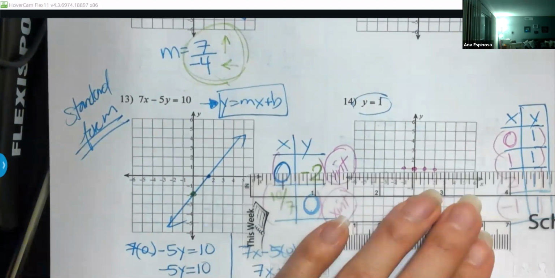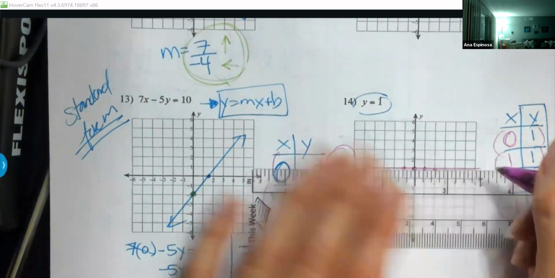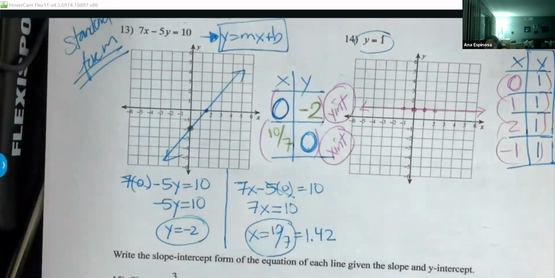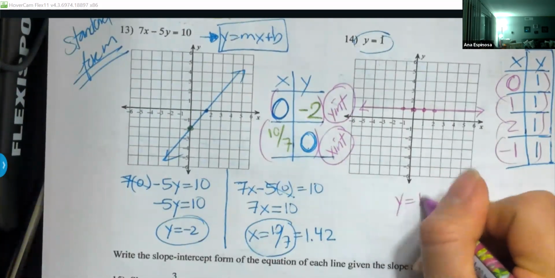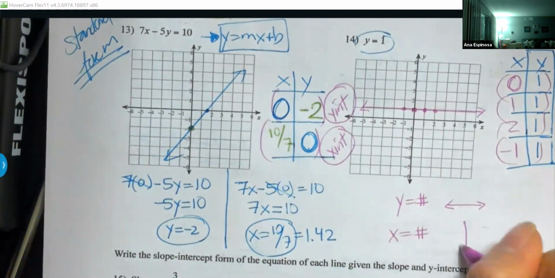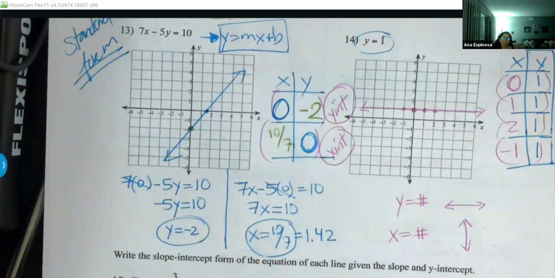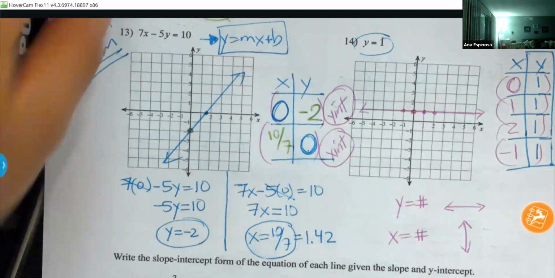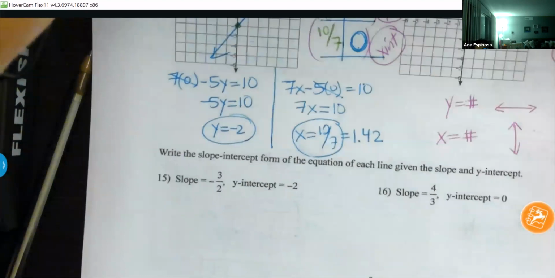So you can do two things: you can memorize that any y equals number line is a horizontal line, or make a table. Y equals a number lines are horizontal lines, and x equals number lines are vertical lines. And this should be on my notes if I'm not mistaken. Let me just double check something. Yes, okay.